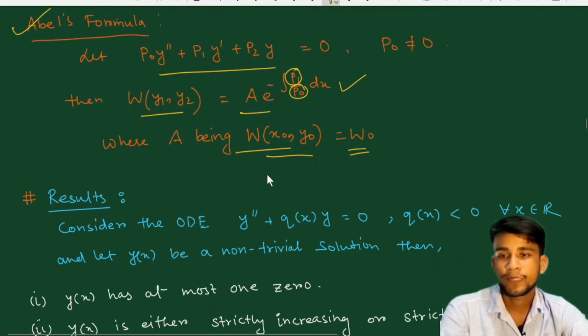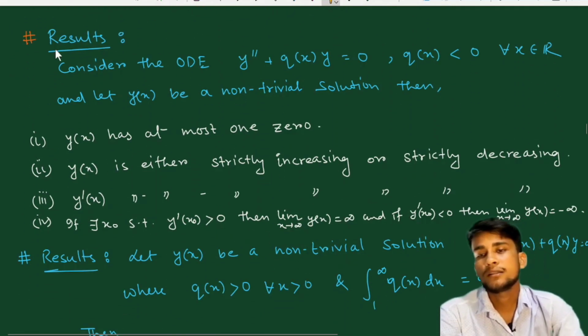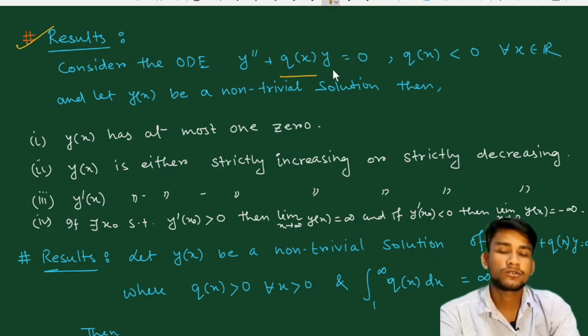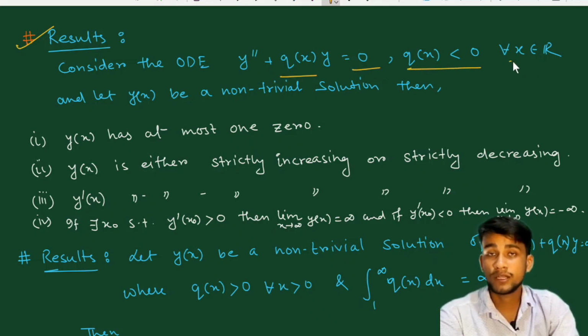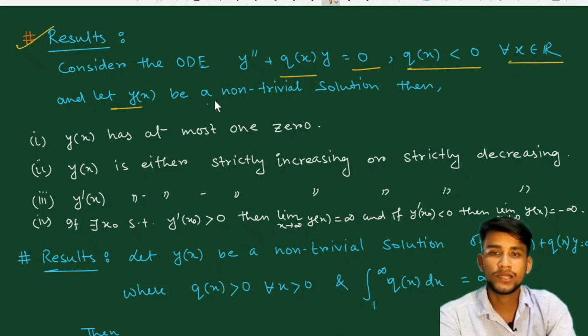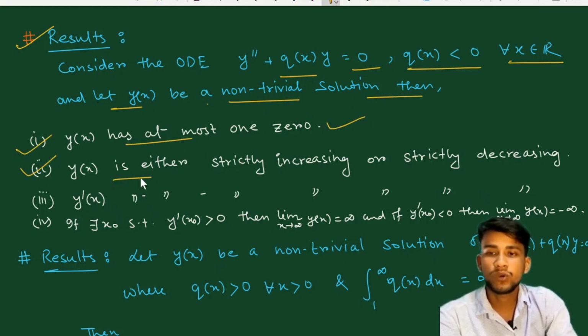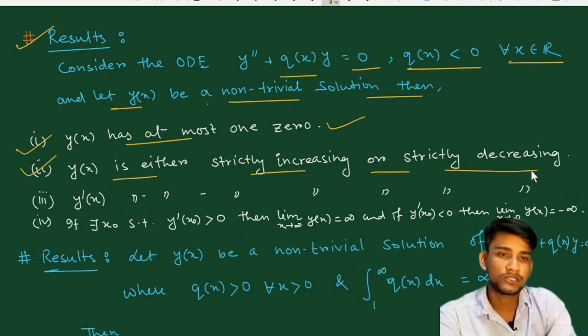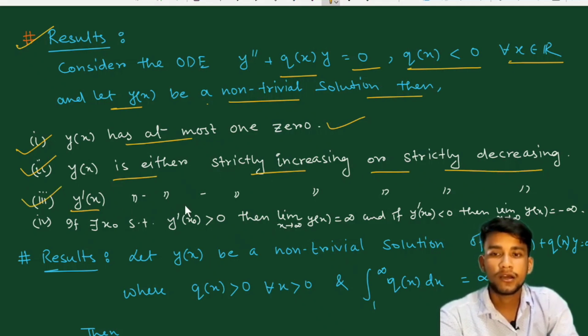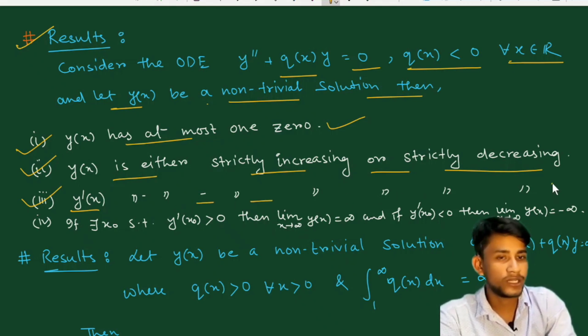Okay. Now the result is, consider the ODE y'' plus q(x) times y equal to 0, where q(x) is less than 0. This is also a very important result. Okay. For all x belonging to R, and let y(x) be a non-trivial solution, then y(x) has at most one zero. Okay. Number 2 is, y(x) is either strictly increasing or strictly decreasing. Similarly, y'(x) is either strictly increasing or strictly decreasing.